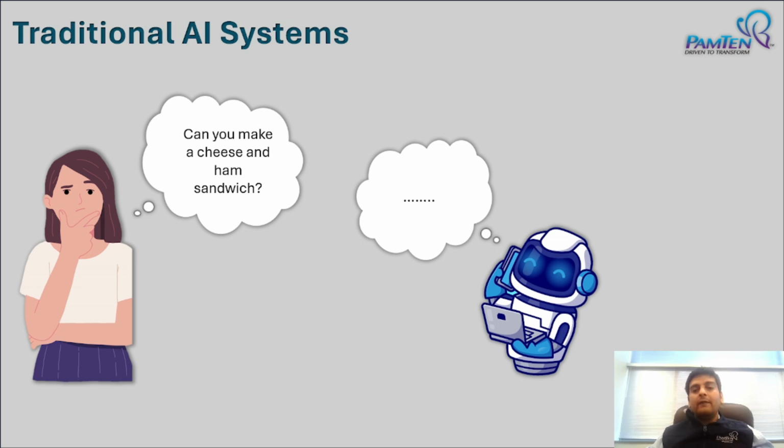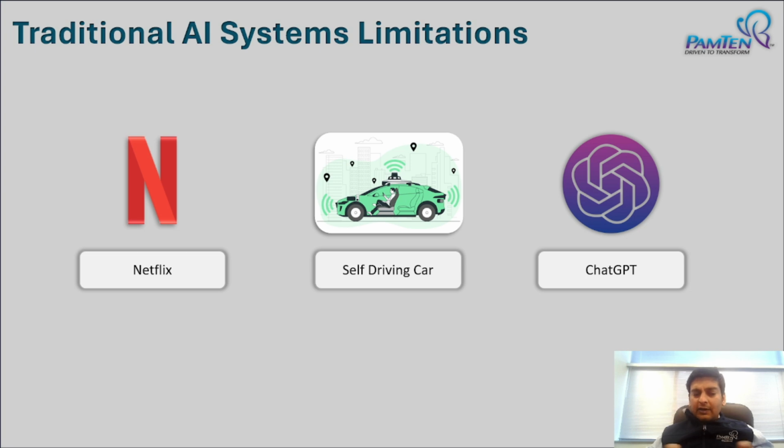So you have to retrain it or reprogram it to make sure that it also makes a cheese and ham sandwich. And this is the limitation of our traditional AI systems. Our current traditional AI systems are pre-trained on certain things and only for specific tasks. And if you give them new tasks to perform, they will not be able to do so because they're not learning from their environment. Now, we'll look at some real world applications where we can see these limitations.